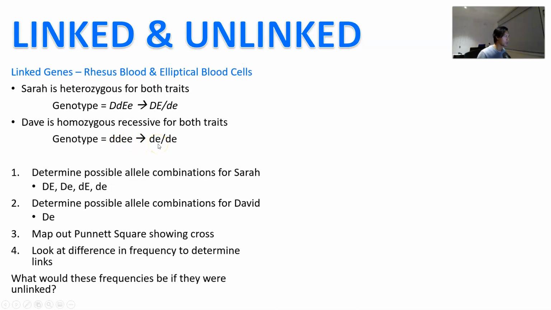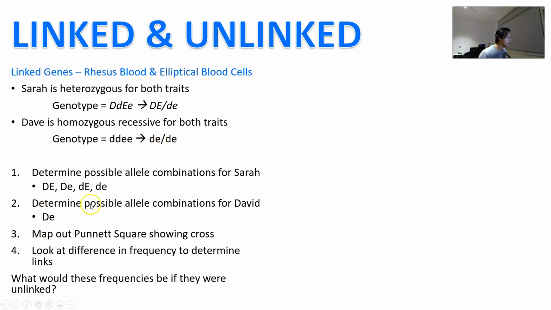It's also denoted with a slash as well. Now, the possible allele combinations for Sarah, if you mix them up, you will get capital D capital E, capital D lowercase e, lowercase d capital E, and lowercase d lowercase e. David, on the other hand, only has one possible combination, lowercase d, lowercase e, right?